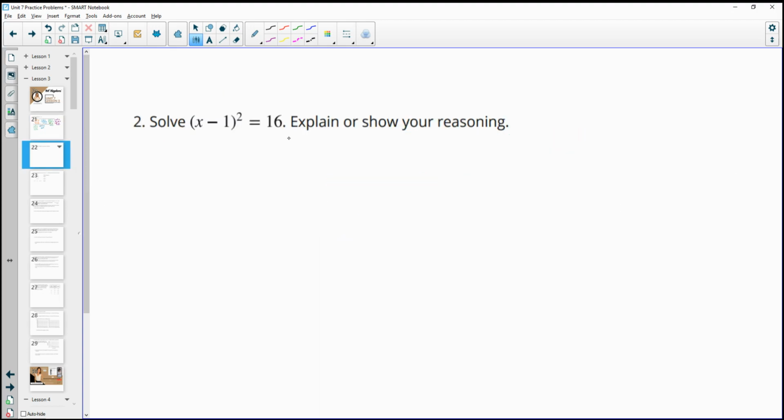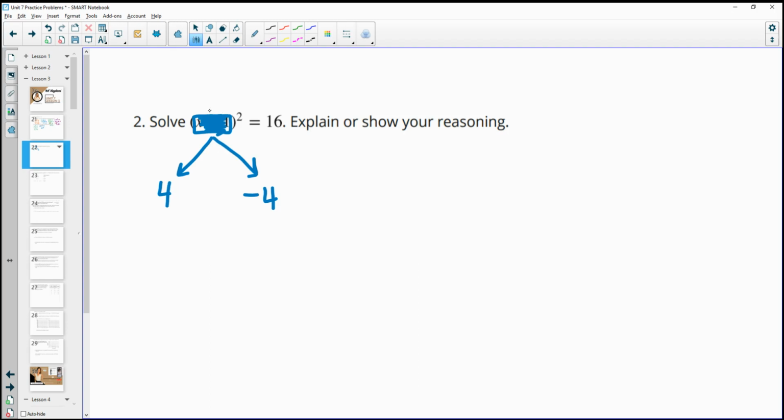Number 2, solve this equation and explain or show your reasoning. So here we have that some number squared is 16. So what numbers squared would give us 16? So if this number in here was 4, we know that 4 squared is 16. And if this number in here was negative 4, we know that negative 4 squared is 16. So these would produce solutions.